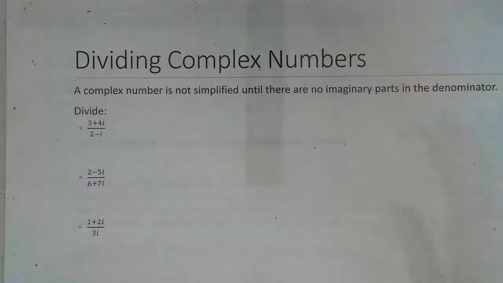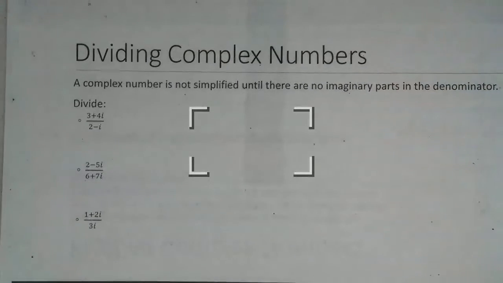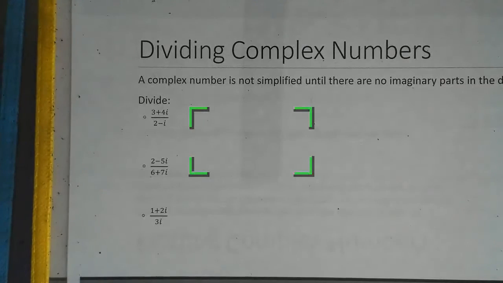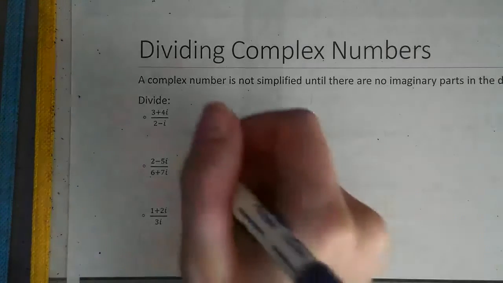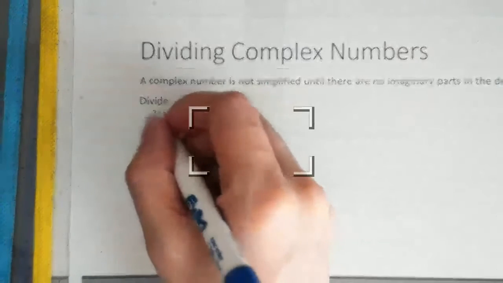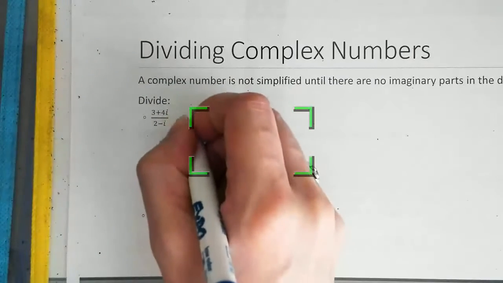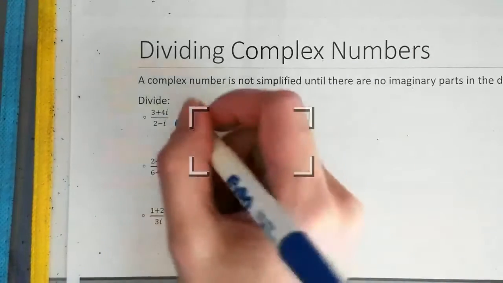So as you can see, we're going to divide some complex numbers, and we don't want any i's left in the denominator. So we're going to multiply our numerator and denominator by the complex conjugate of the denominator. So first up, we're looking at 3 plus 4i over 2 minus i. I need to make sure that there's no i in the denominator, so I'm going to multiply by the complex conjugate of 2 minus i, which is 2 plus i.